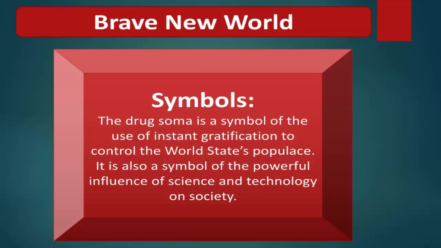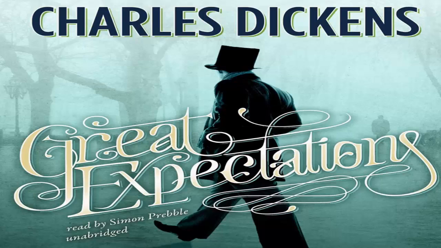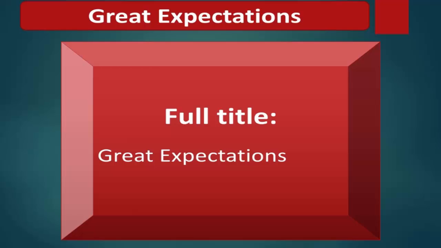Symbols: the drug soma is a symbol of the use of instant gratification to control the World State's populace. And it is also a symbol of the powerful influence of science and technology on society in the modern age. So this was Brave New World by Aldous Huxley, and we are moving to Great Expectations by Charles Dickens. Remember, Charles Dickens. There are people who say it differently; that's wrong. The full title of the novel is Great Expectations.